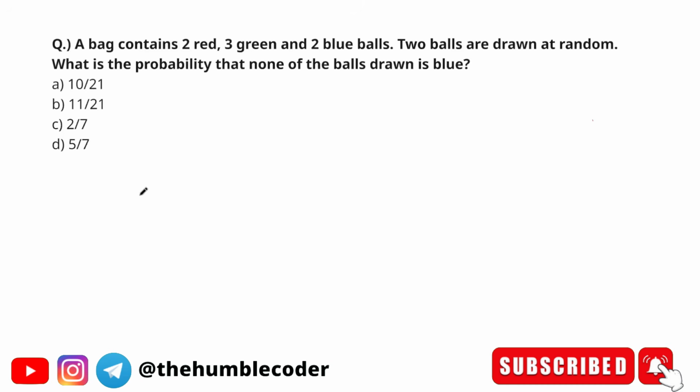Okay, so guys, this is the question that we have. Let's read the question first and then we will be solving it. The question says: a bag contains 2 red, 3 green and 2 blue balls. 2 balls are drawn at random. What is the probability that none of the balls is blue? So we need to find the probability.